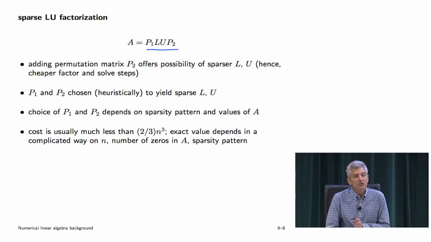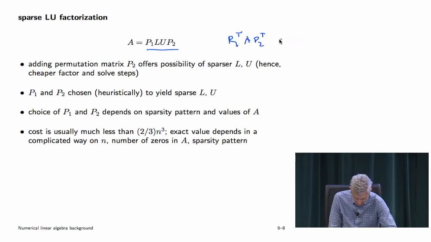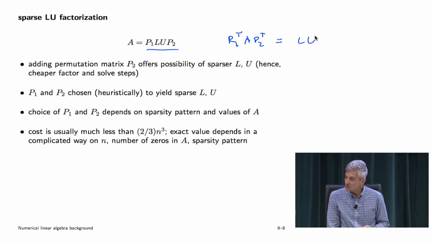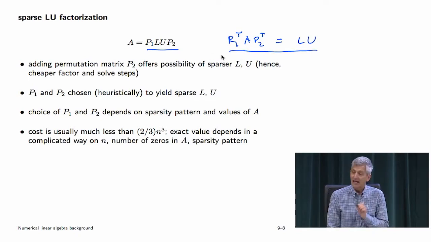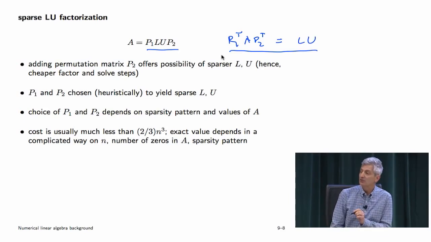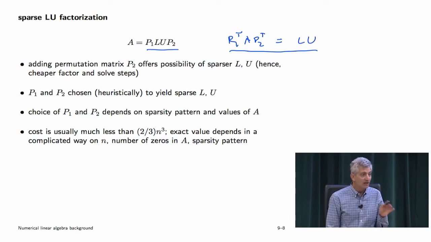The reason you would use a permutation both on the left and on the right is that what's actually happening here is P1 transpose A P2 transpose is LU. So what you're really doing is permuting the rows and columns of A and then calling an unpermuted LU factorization on it. Now, if you choose P1 and P2 wrong, LU factorization doesn't exist. So let's assume you've chosen them correctly and they work.